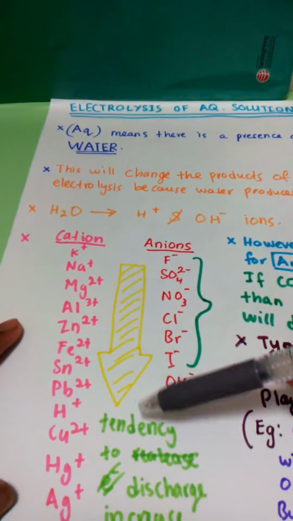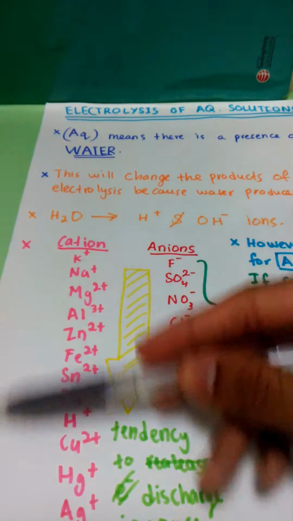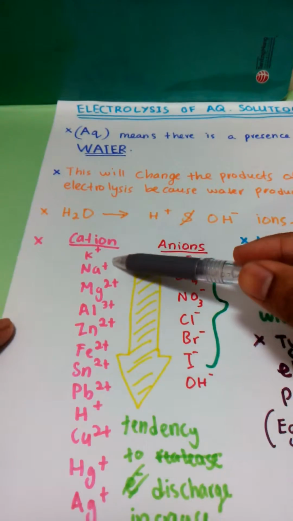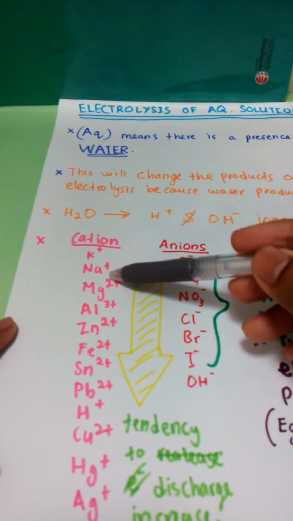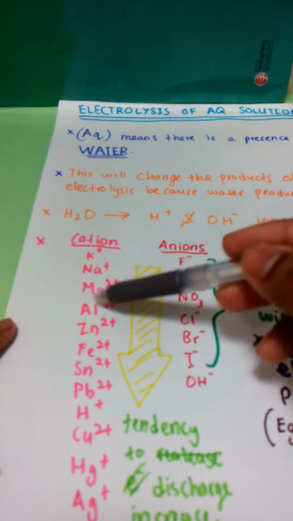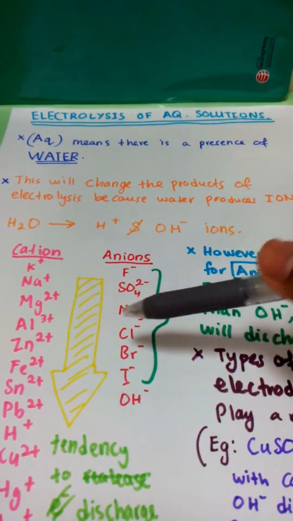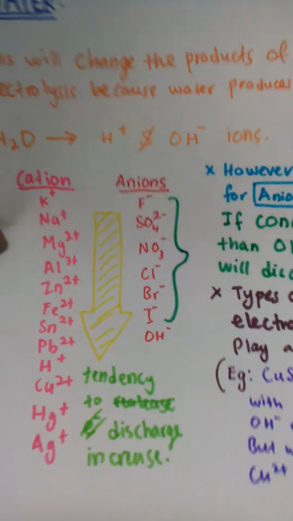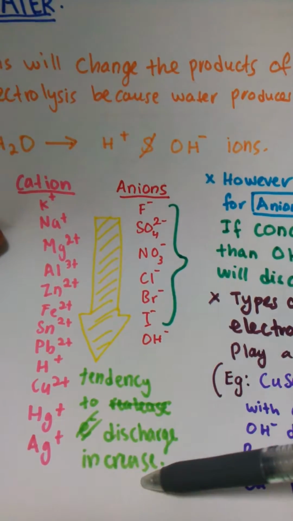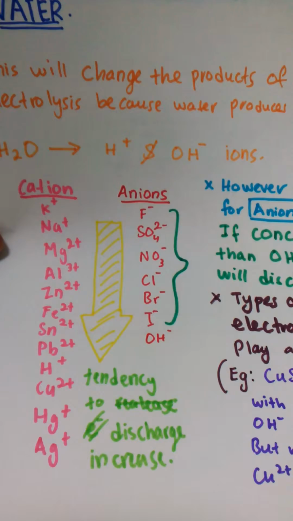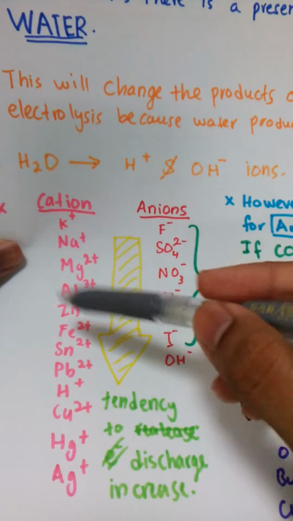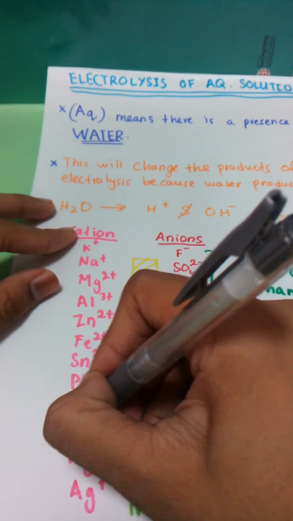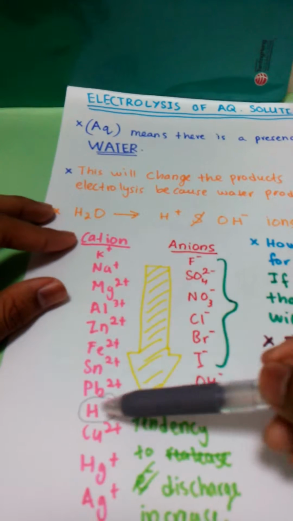That's when the reactivity series comes into play. So this is a different reactivity series right here. We have the cations here, a long list of them: K plus, Na plus, Mg 2 plus, all these cations. I have a little arrow here that says the tendency to discharge increases downwards. This is where H is. So let's just focus on this H right here, because this is the one that is going to cause all the problems, the H plus.